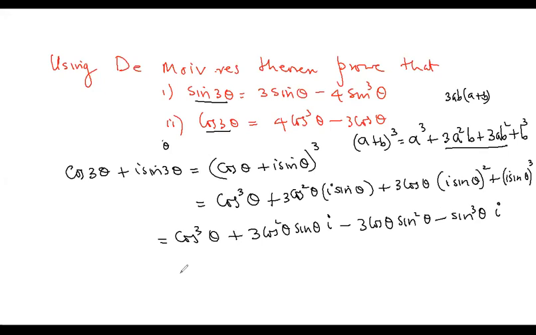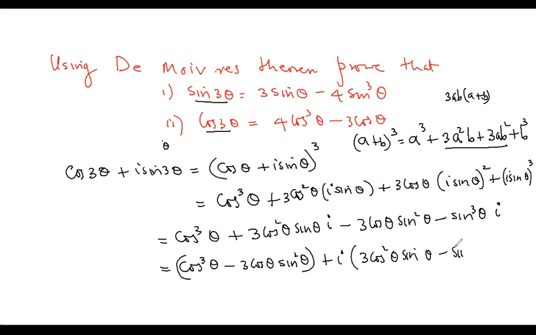Now take all the real part together: cos cube theta minus 3 cos theta sin square theta. I took the real part together. Take the imaginary part together: 3 cos square theta sin theta minus sin cube theta. I already wrote i here, so not i again. Now equate the real part. When I equate the real part, this should be the formula for cos 3 theta.